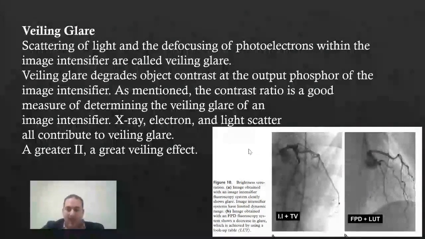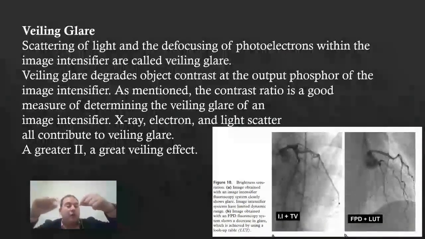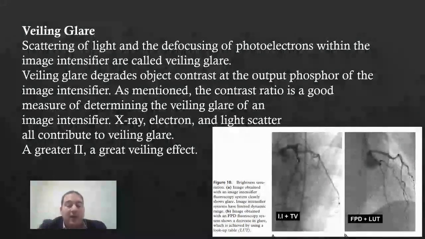You have an image here taken with the image intensifier and another taken with the flat panel detector or digital system. The scattered radiation, scattered electrons, or even the light photons that form at the output phosphor can also scatter back and may interact with the photocathode, becoming photoelectrons and affecting the signal that reaches the output phosphor. All of this reduces the contrast of the image, as we can see here.